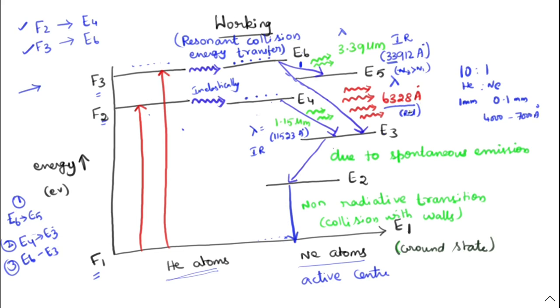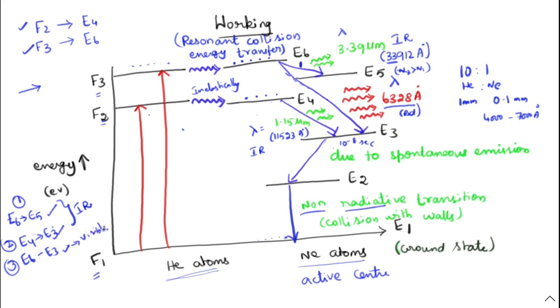After that, due to the spontaneous emission, once the lifetime of 10⁻⁸ second is over, the atoms will come to the next energy state. And then E2 to E1 is a non-radiative transition. You know well about this non-radiative transition, it will not produce any light here. So directly it will collide with the wall and then it will come back to the ground state. By colliding with the wall, it loses its energy and then comes back to the ground state. Okay, so in this way, the working principle of helium neon laser takes place. So watch twice or thrice so that you can understand very clearly. Three transitions are very important: E6 to E5, E4 to E3 and then E6 to E3. These two are producing IR region of radiation. Only this is producing visible range of radiation, which is red color.